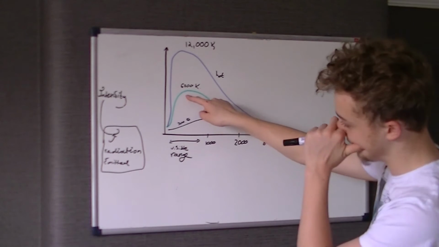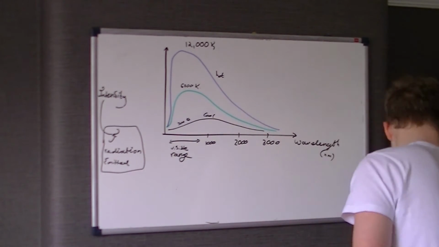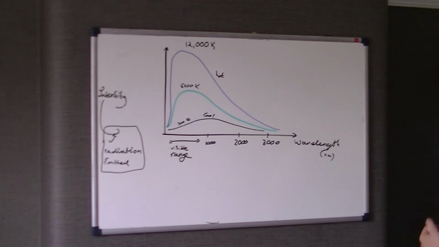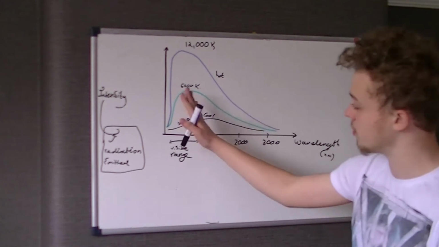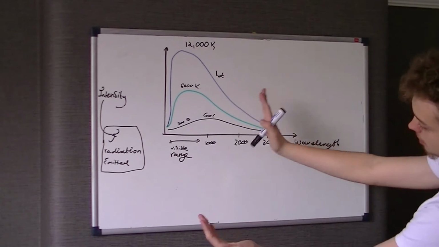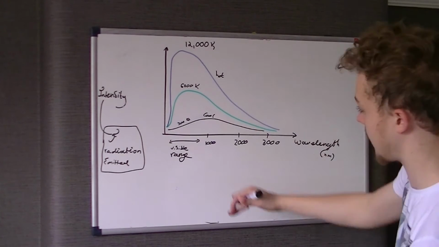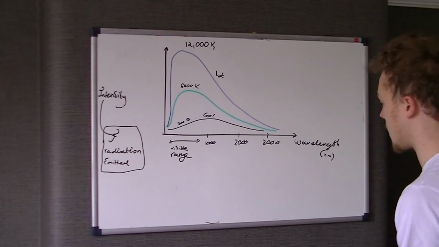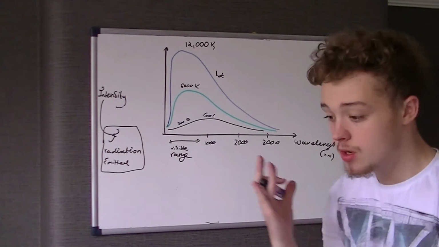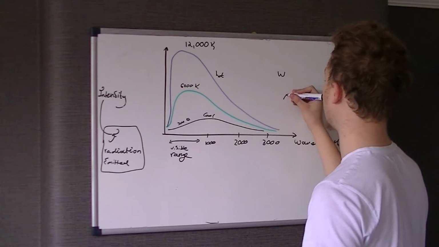Obviously, the peak of the 6,000 K star is meant to be more over to the right than the 12,000 K, but it's just the way I've drawn it. It doesn't quite look like that. Basically, the peaks move more to the right as you get cooler, and quite clearly they get lower as well, as you can see.